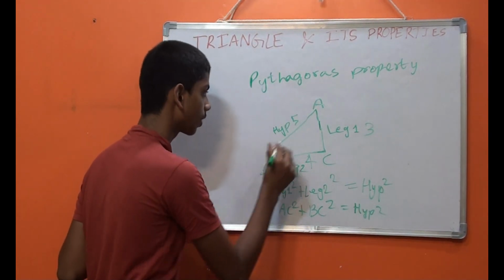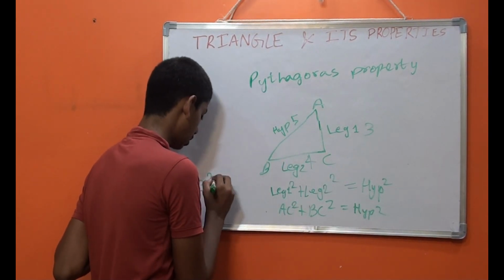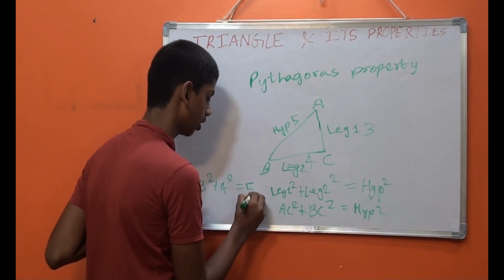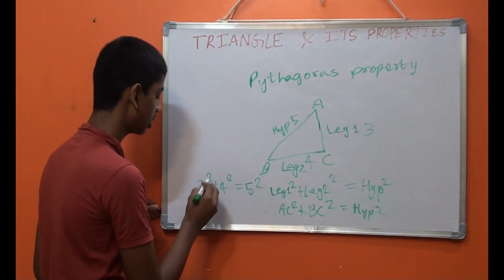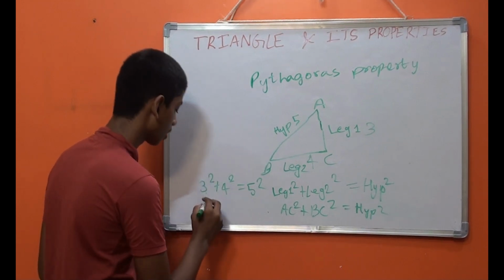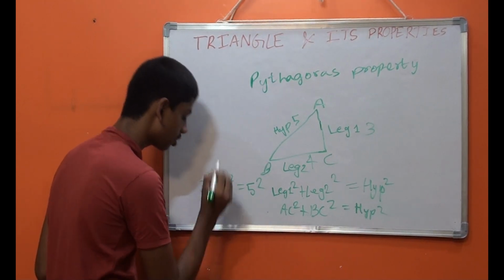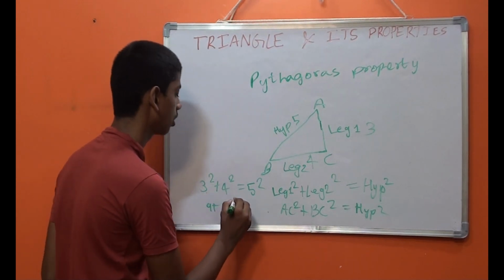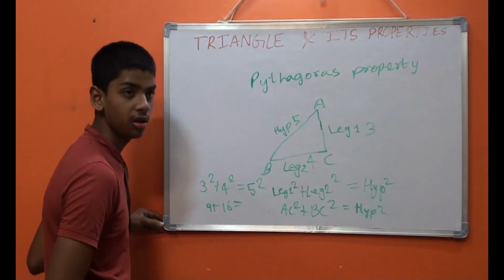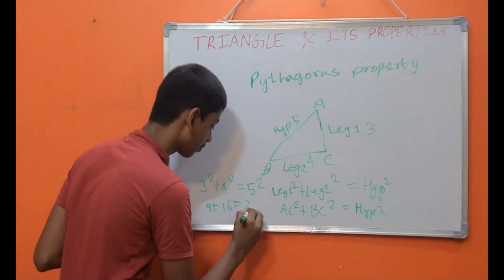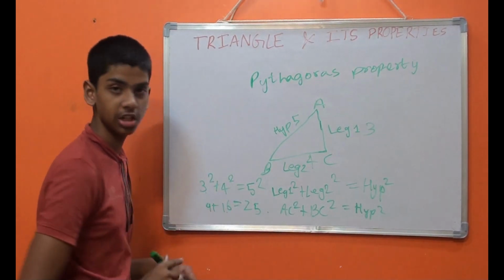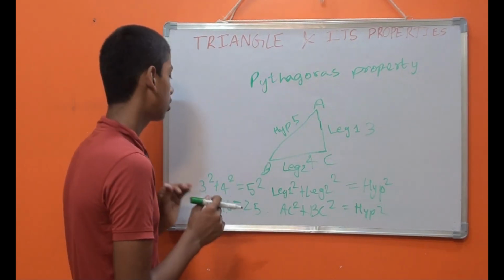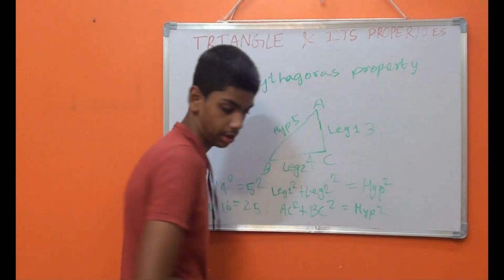Now then 3 square plus 4 square equals 5 square, which means that 3 square equals 3 into 3, which equals 9, then plus 4 into 4, which equals 16, equals 5 into 5 equals 25. Then 9 plus 16 equals 25. This is Pythagoras property.